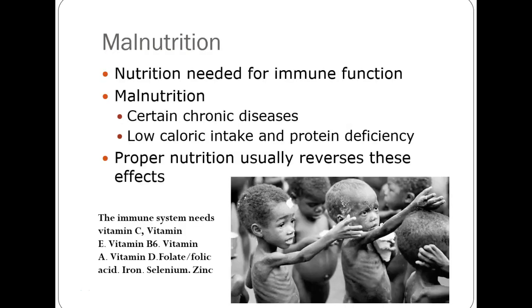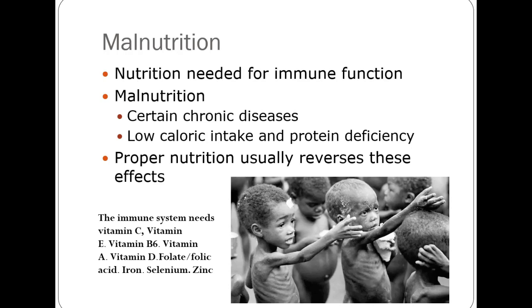So the first one is malnutrition. Nutrition is needed for the immune system to function. If we have a lot of malnutrition, we see certain chronic diseases. Usually there's a low caloric intake and a protein deficiency. And as you know, everything in the immune system is made out of proteins, right? The complement factors are proteins, antibodies are proteins. So it's very important that you have those types of nutrients in order to have a properly functioning immune system. If somebody is malnourished, when we give them proper nutrition, it usually reverses those effects.